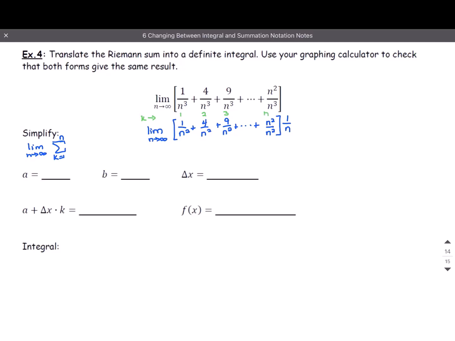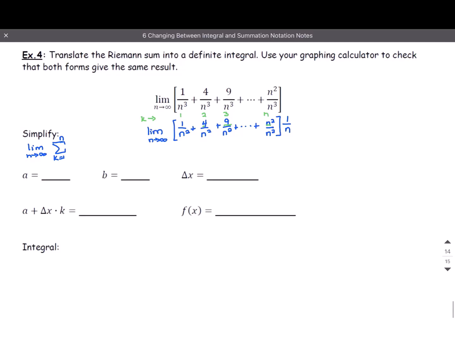What's happening? In the numerator of each, we're squaring that k, right? 1 squared, 2 squared, 3 squared, n squared. And the bottom is always n squared. So that means we have k over n being squared times our delta x, 1 over n is still hanging out there. So now we have a simplified version. Our delta x is 1 over n. Okay, our a plus delta x times k is just k over n, which means we really added 0 for a.